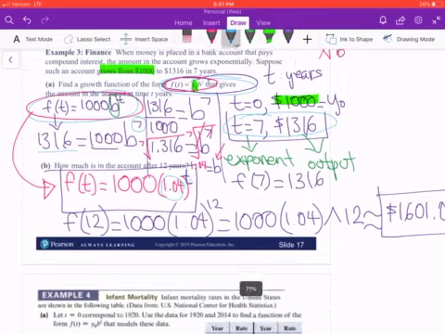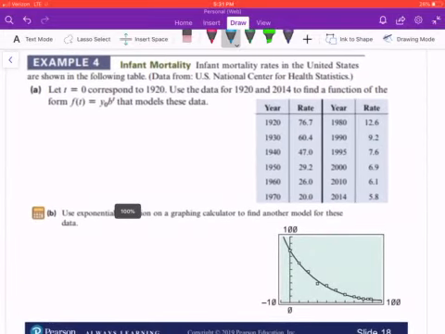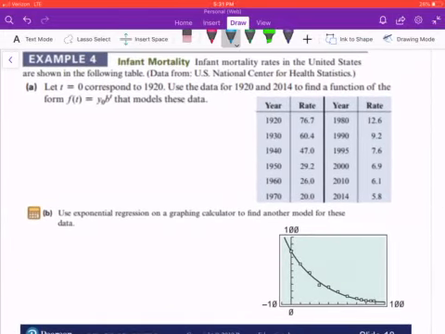So now let's move on to the next problem. And this problem here is representing the infant mortality rates in the United States. And so in this case, we're letting t equal 0, the year 1920. And we're going to use the model that we have here, and it's similar to the previous question, to create our own equation. But we're also going to use exponential regression on a graphing calculator. Or in this case, I'm going to use a website to find the model for it.